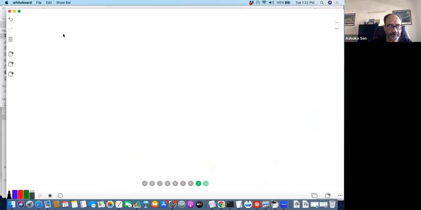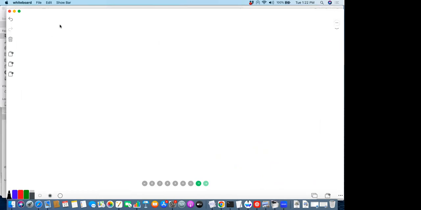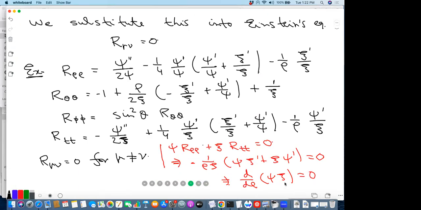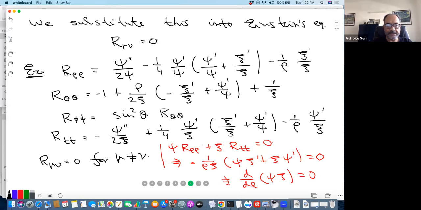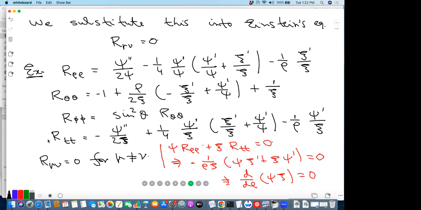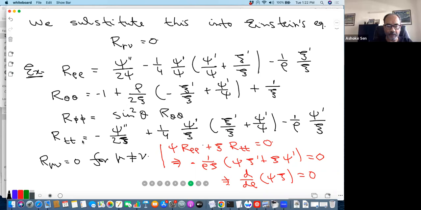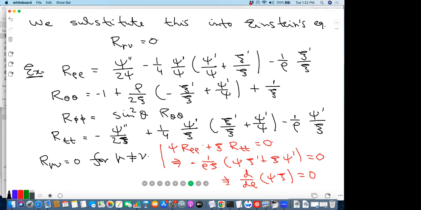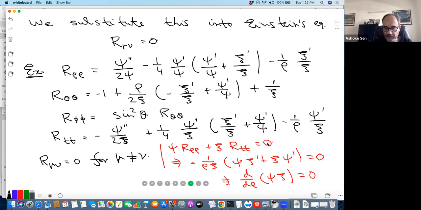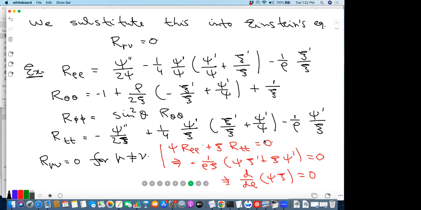Sir, I didn't get the last part. Are we putting some constraint on the equations? No. All of these have to be set equal to 0, right? That's the Einstein equation. So I'm just using one particular combination of these two equations first, which is psi times R rho rho plus xi times R tt equal to 0. Yes, thank you. Any other question?